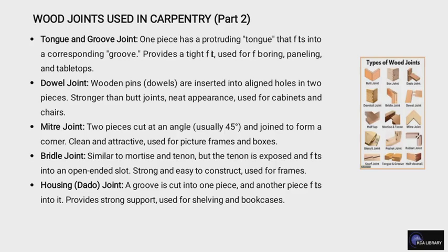You have the bridle joint, which is similar to mortise and tenon, but the tenon is exposed and fits into an open-ended slot. It's actually strong and easy to construct also, and it's used for frames. And we also have the housing or dado joint. For this, a groove is cut into one piece and another piece fits into it. It provides strong support, used for shelving and also bookcases.